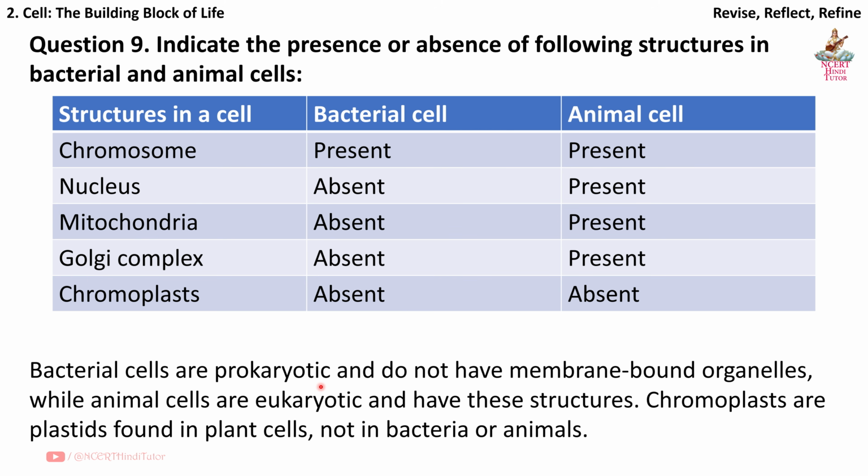Bacterial cells are prokaryotic and do not have membrane-bound organelles, while animal cells are eukaryotic and have these structures. Chromoplasts are plastids found in plant cells, not in bacteria or animals.